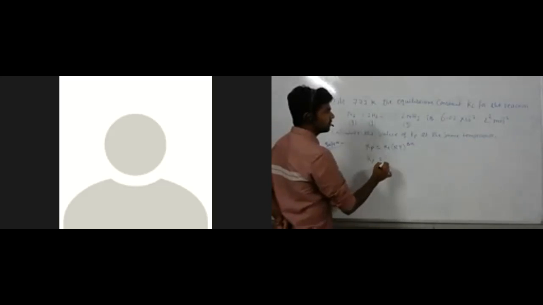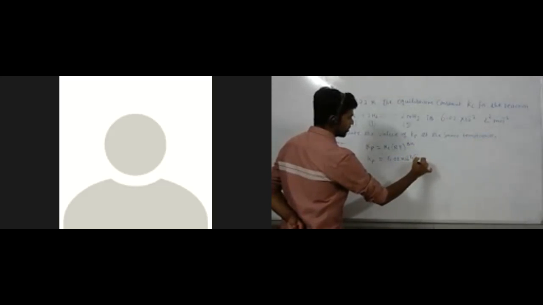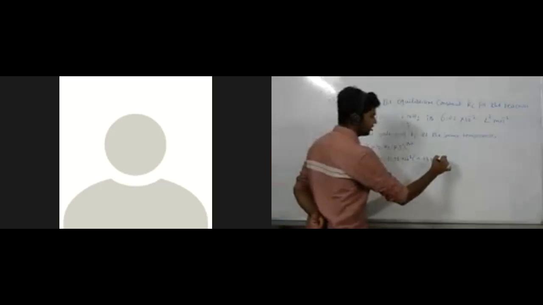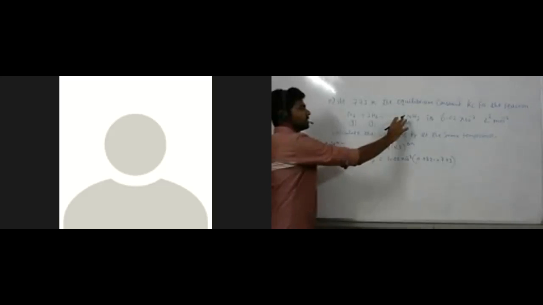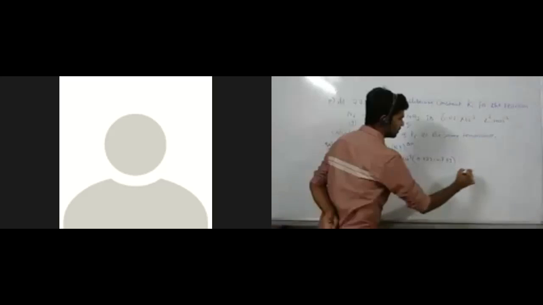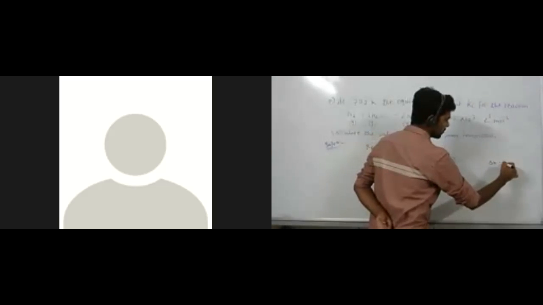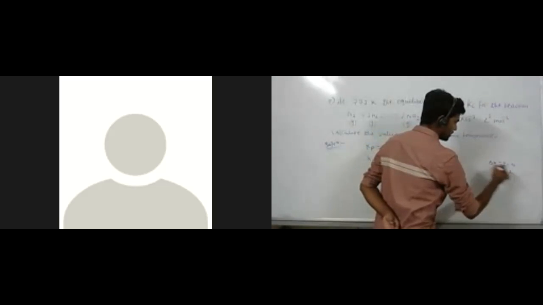In atmosphere, 0.0821. Kp is equal to 6.02 into 10 power minus 2 into R value 0.0821 into temperature 773 Kelvin, whole to the power delta n. How much is the delta n value? Sir, minus 2. Number of moles of products 2, number of moles of reactants 4. So 2 minus 4, minus 2.